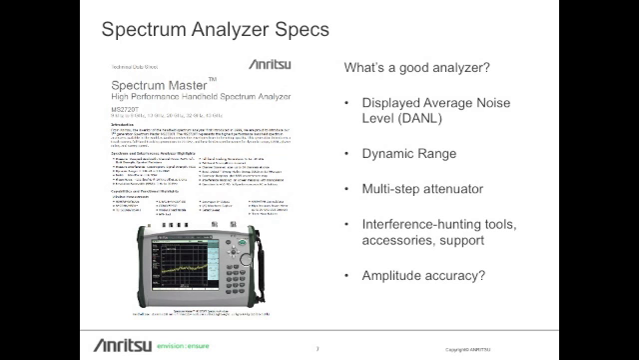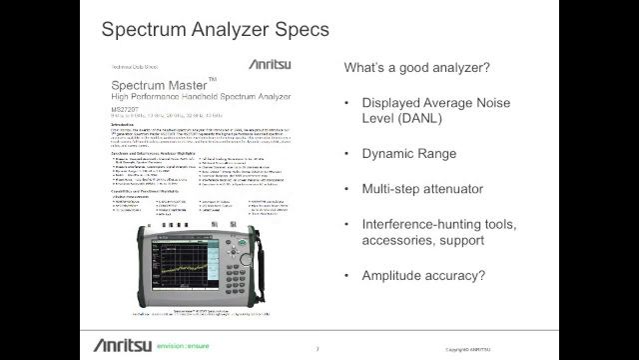So let's talk about specs. What makes for a good spectrum analyzer? And we'll specifically talk about what makes for a good spectrum analyzer for interference hunting. One of the most important aspects is the noise level. What usually shows up on a data sheet as DANL, or displayed average noise level. But closely associated with that is dynamic range. We'll talk about both of those a little bit.